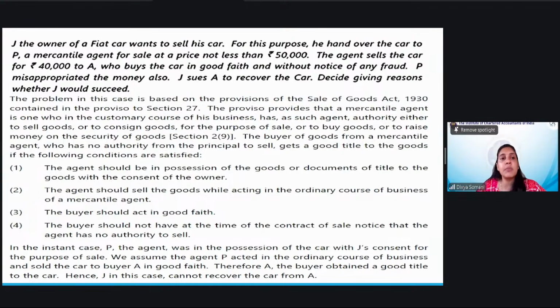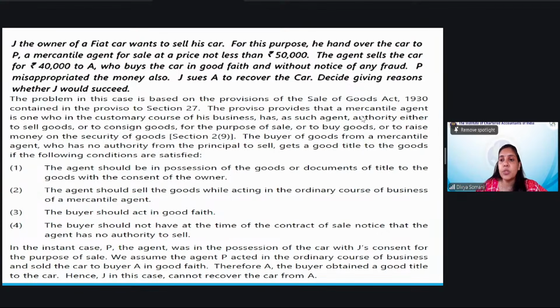Then you can explain who is a mercantile agent, and what are the conditions based on which he can further transfer the title. We had discussed those conditions: the agent should be in possession of the goods. The agent should sell the goods while acting in the ordinary course, being the mercantile agent. The buyer should act in good faith. That means the buyer did not have any knowledge that the person with whom he is dealing is an agent and not the actual owner. He is unaware of that.